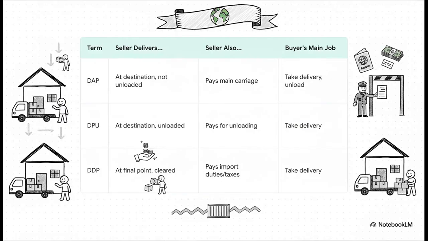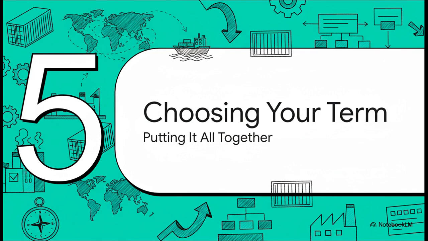Okay, let's quickly run through the three D terms. First, there's DAP, delivered at place. The seller gets the goods to the destination, but they're still on the truck, ready for the buyer to unload. Next level up is DPU, delivered at place unloaded. Now the seller is responsible for unloading it too. And then you've got the full service VIP treatment, DDP, or delivered duty paid. The seller does everything, delivers it, unloads it, and pays all the import taxes and duties. Everything. Whew, okay, so we've covered a lot.